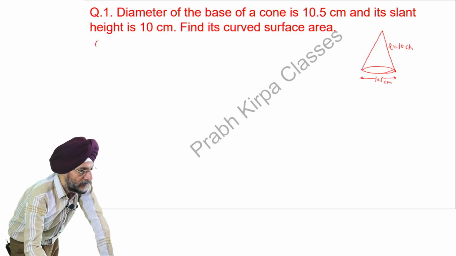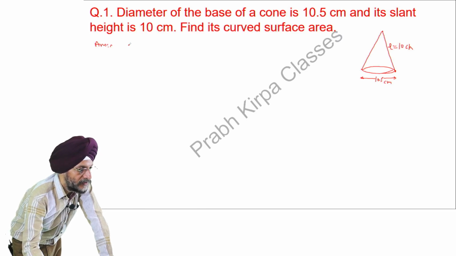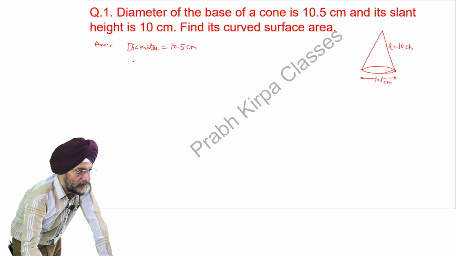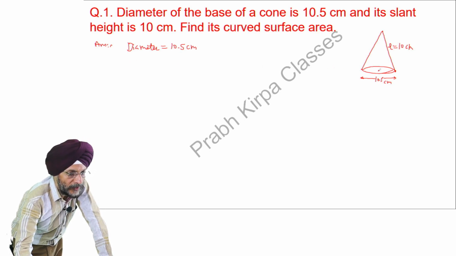So the answer is, what has been given to us is the diameter equal to 10.5 centimeter. From here we can calculate the radius. Radius is the half of the diameter.